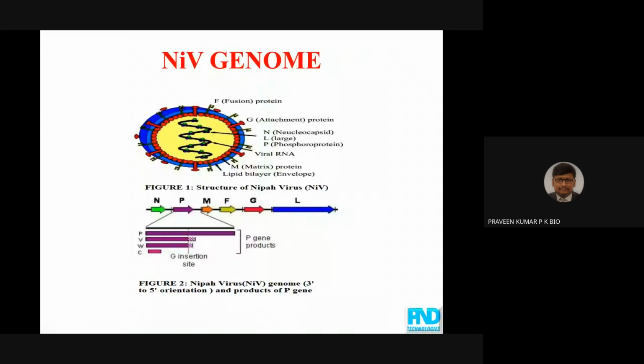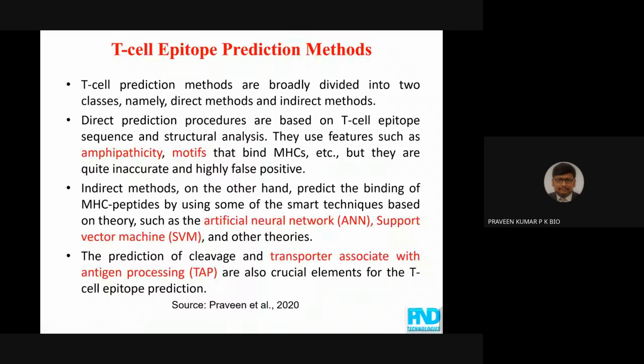So we already discussed the types of proteins and T cell epitope prediction, how it is done. Theoretically, they use features such as amphipathicity motifs that bind to the MHC molecules. For this, we are using machine learning techniques like ANN, SVM, etc. And here in MHC1, other than MHC1 prediction, we can also identify the TAP score.